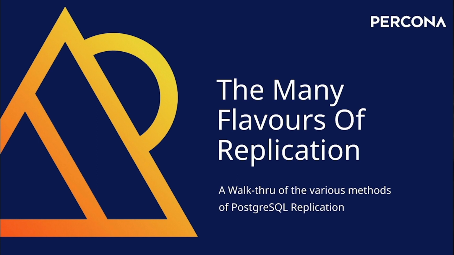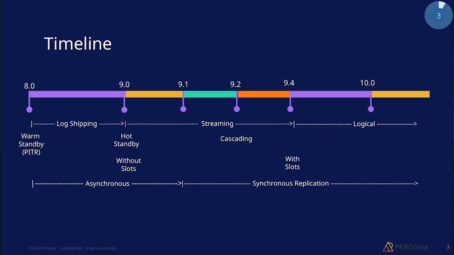Now, this, believe it or not, took me several hours to build out. This is a timeline. What you see in the numbers on the top are the versions of Postgres. What you see below are the forms of replication. I'm going to fill in a little bit of the gap of what it means.